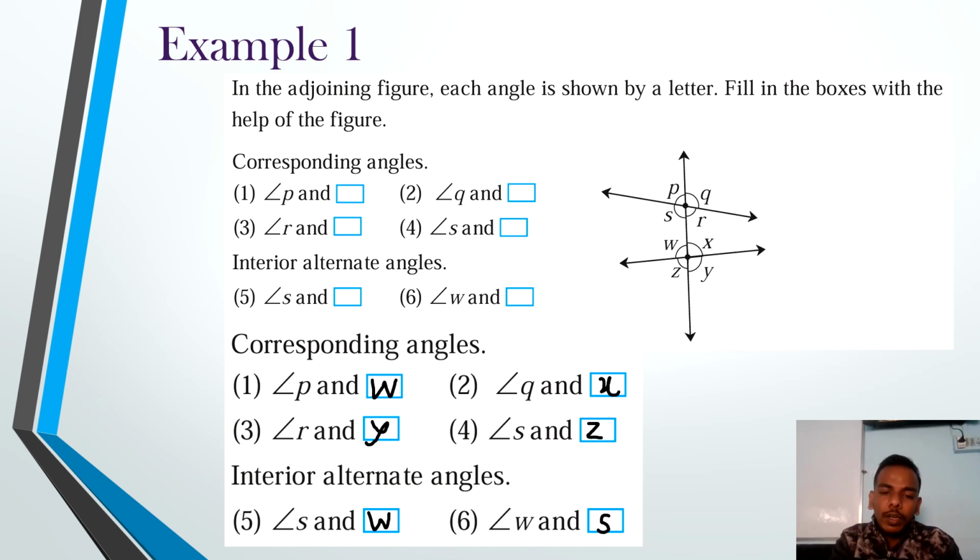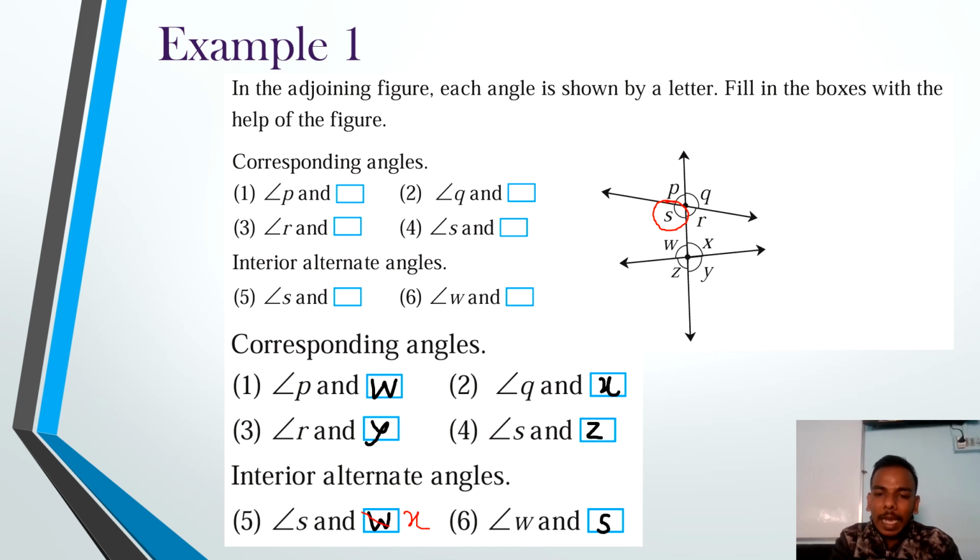Now what you have to find is the interior alternate angles. They should form the shape of a Z. So if you consider S, what is the alternate angle of S? It is not W. What is the alternate angle of X?